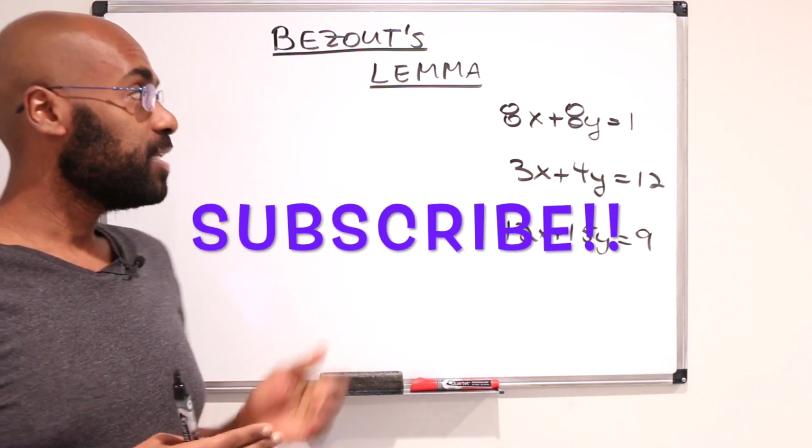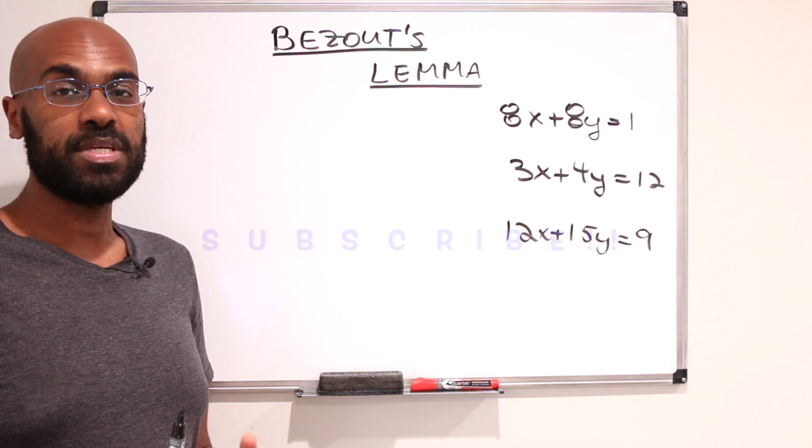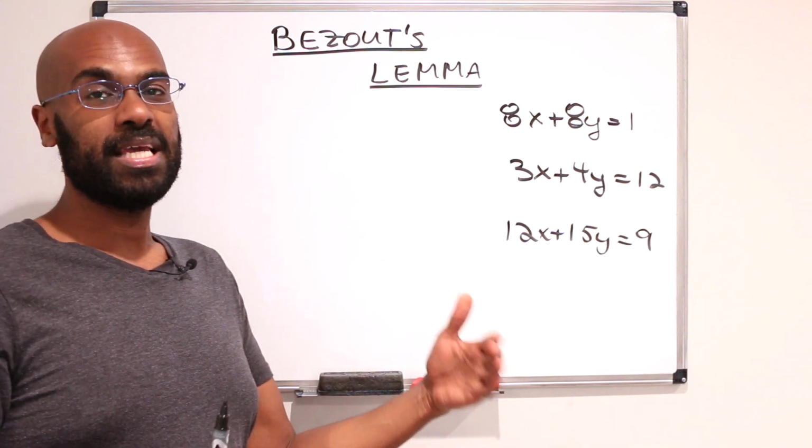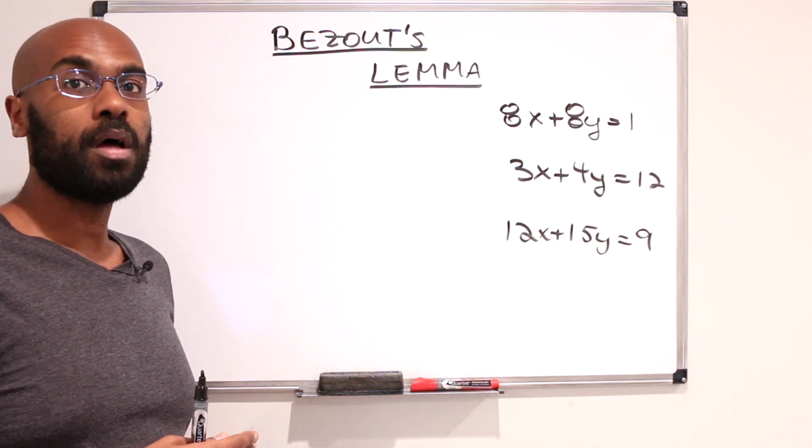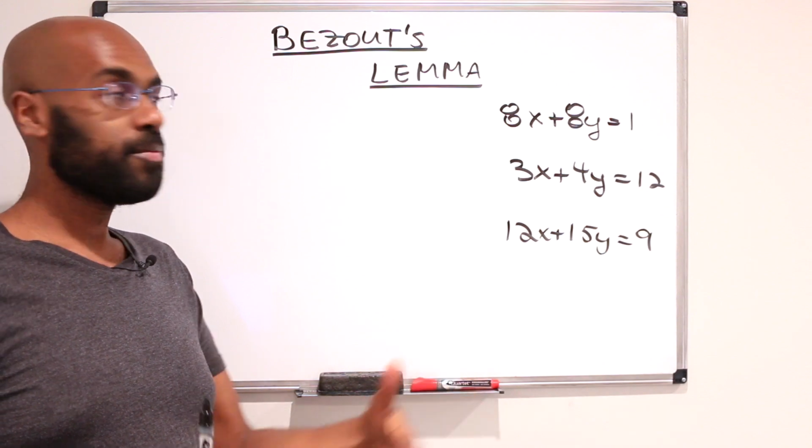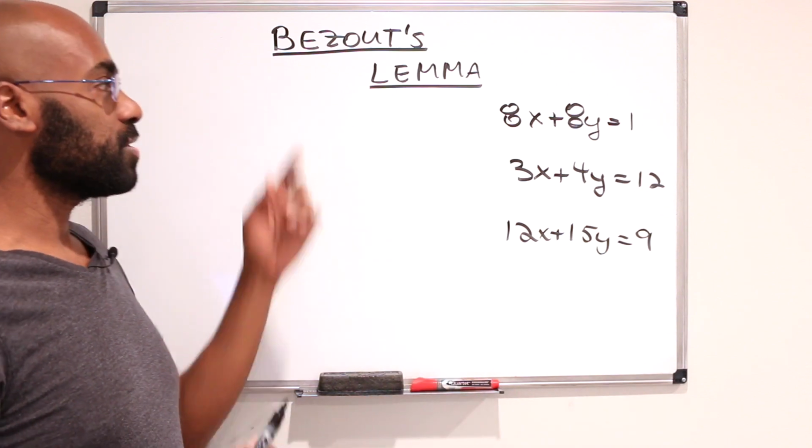This video is our second video in a series leading to the RSA encryption algorithm. We're going to build all the mathematics needed to get there. And today is going to focus on what's called Bezout's lemma.